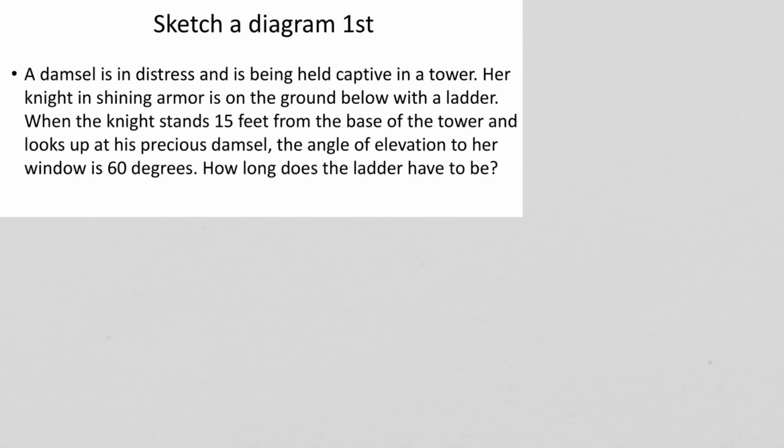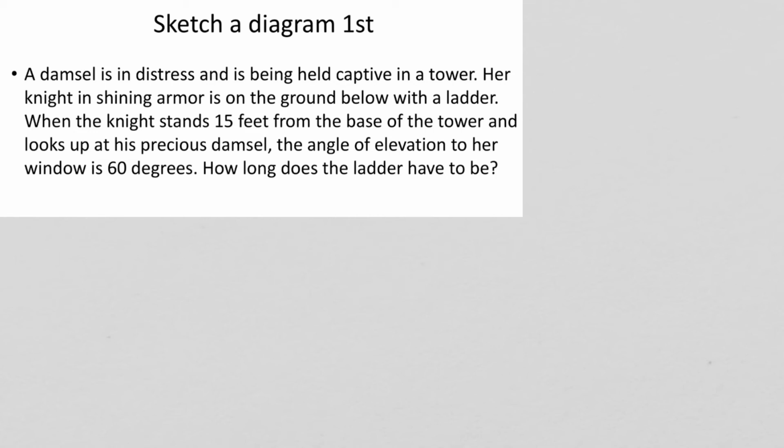Okay, let's look at the second word problem here. Here we're going to have to sketch a diagram. So we have a damsel in distress who is being held captive in a tower. Her knight in shining armor is on the ground below with a ladder. When the knight stands 15 feet from the base of the tower and looks up at his precious damsel, the angle of elevation to her window is 60 degrees. How long does the ladder have to be?